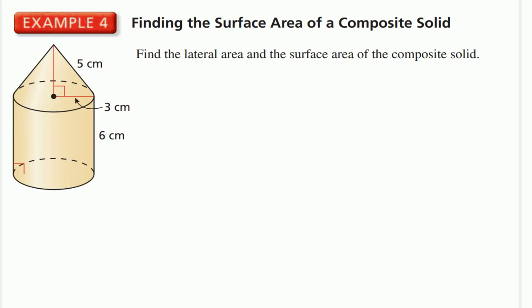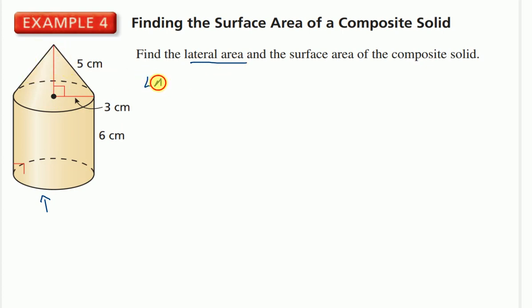All right, now we're looking for the surface area of a composite solid. Now notice that one is on top of the other. That means this base right here is not included in the surface area, right? Just the one on the bottom here. Okay, so if we want to find the lateral area, we have to find the lateral area.